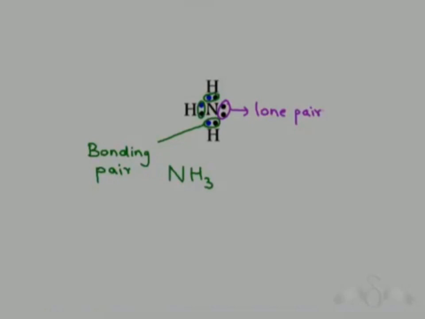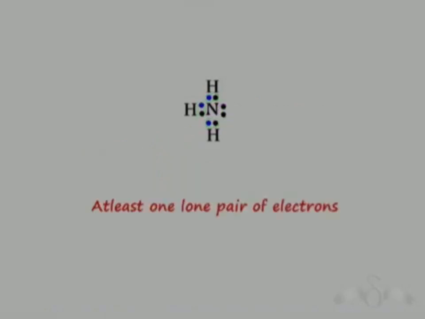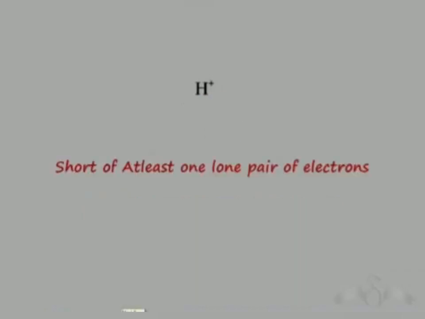So now we look at a type of compound formation in which we need a species which has at least one lone pair of electrons. In this case, ammonia has one lone pair of electrons. So this is one of the species required for another compound formation. So we need a species which has at least one lone pair of electrons. Another species that we need is something which is short of one lone pair of electrons.